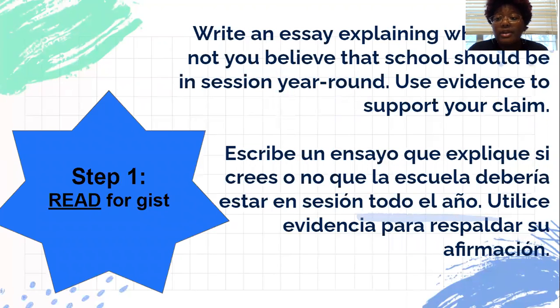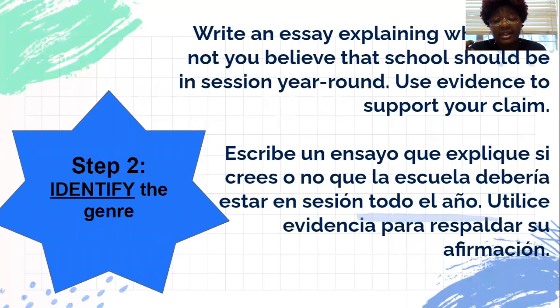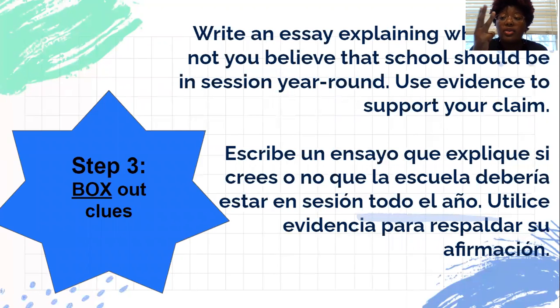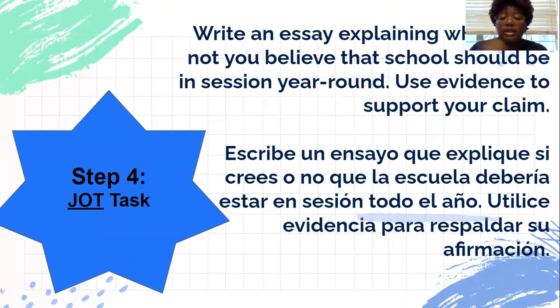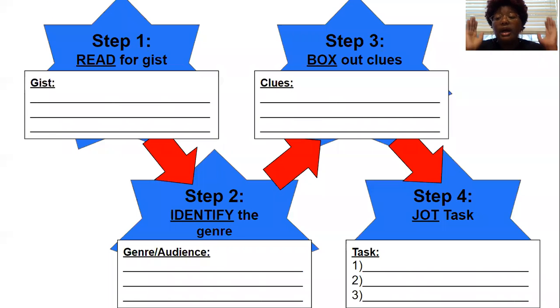So you're going to write an essay explaining that. Make sure that you have your step 1, you read for gist, because we're just annotating the prompt today. We're not actually writing this essay. So you're going to 1, read for gist, 2, identify the genre, 3, box out the clues, 4, jot your task. On your paper at the bottom, this is your exit ticket. This is exactly what it looks like. And this is where you're going to answer all 4 steps. You're going to write down your gist, your clues, your genre, and your task. And that tells me that you are done with your work. So make sure you do those things for your exit ticket.